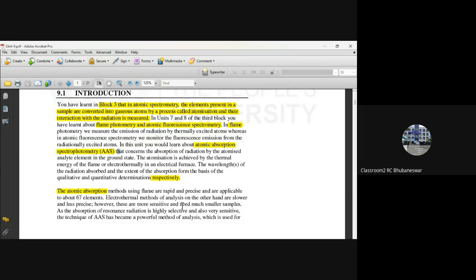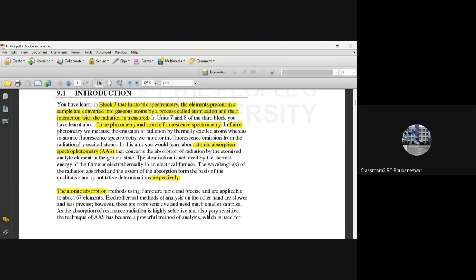In this unit we'll discuss atomic absorption spectrometry. Basically, it concerns the absorption of radiation by the atomized analyte element in the ground state. We are dealing with the absorption part only. You must focus on this point. We are talking about absorption only; the relaxation and radiative emission, we are not talking about in this particular unit. Subsequently, we'll see them in the next units.